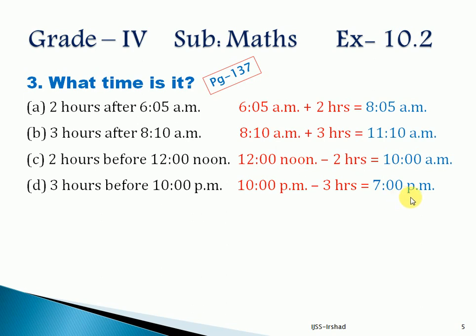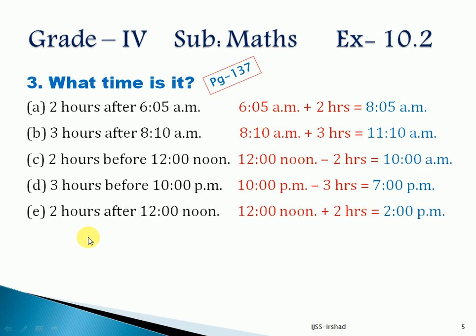Let's see the next question. Next question, our screen has given 2 hours after 12 noon. So suppose the current time is 12 noon. What time will it be after 2 hours? Just add 2 hours to that noon time. So 12 noon plus 2 hours, you will get 2 o'clock, and there we have to write PM because this 2 o'clock is coming after 12 noon. The time that comes after 12 noon, there we have to mention PM.